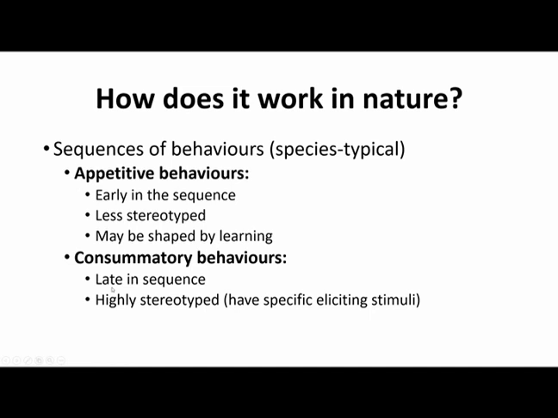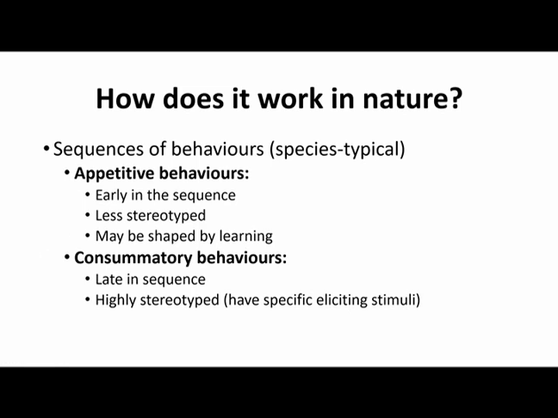And so these end behaviors occur late in the sequence after you've encountered that stimulus that triggers them, and they tend to be highly stereotyped. So they tend to have a very specific eliciting stimulus. So maybe a squirrel has a particular response to acorns versus walnuts versus hazelnuts versus whatever. And so they're going to have a different set of behaviors that happen pretty much automatically, because they're a lot more stereotyped at this stage, that allows them to effectively get into that specific kind of nut.